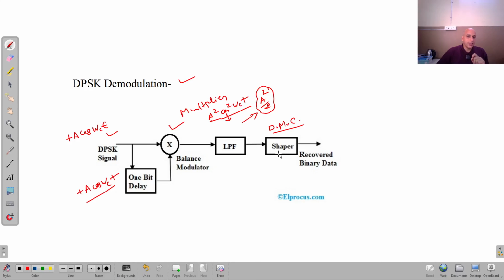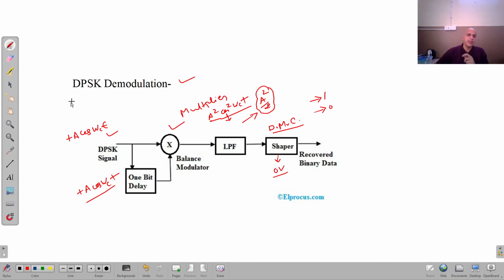Now the reference level of this decision making circuit, I can say the threshold level, let it be 0 volt. So it is going to compare and decide whether the incoming signal is greater or less than this. If it is greater, obviously it is positive, and it is going to generate bit 1. But if the incoming signal is less than 0 volt, it will generate the bit 0. In this way, the decision making circuit will work, right?